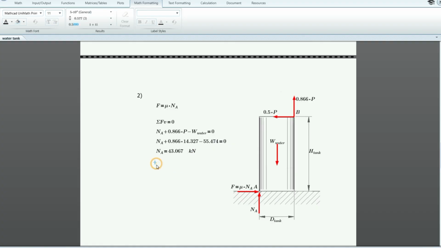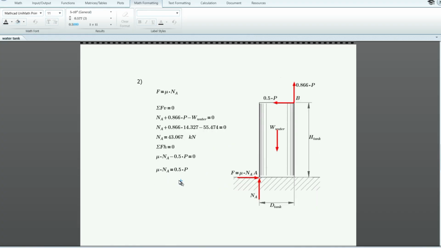And then we'll do summation of forces horizontal equals 0. So horizontal forces are F and the horizontal component of P. But F is mu times N sub A. So our equation is mu times N sub A minus this horizontal component here equals 0. So we'll add 0.5 P to both sides of the equation so that these two terms here will be 0.